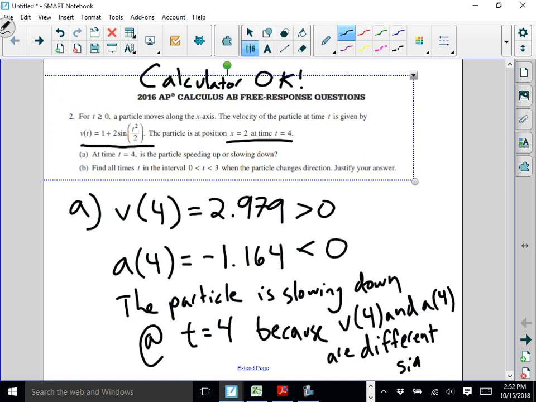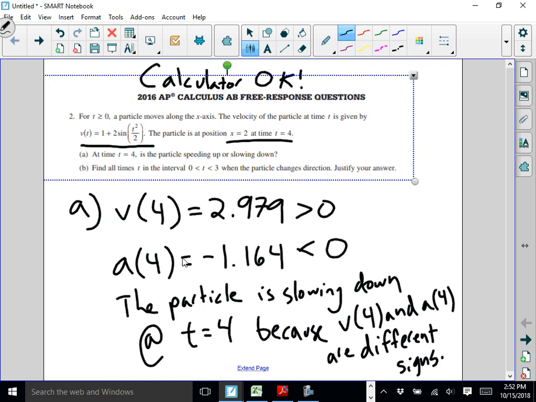This would be a little bit harder of a problem without a calculator. It's one that we could do, but it would be a huge pain to figure out without a calculator. So often when we see these crazy, weird functions, don't worry, we have a calculator and it can crank that out. But again, the key concept here is to figure out if the particle is speeding up or slowing down. I need to check the sign of V of 4 and the sign of A of 4. Since they were different, I know the particle is slowing down at t equals 4 because V of 4 and A of 4 are different signs.